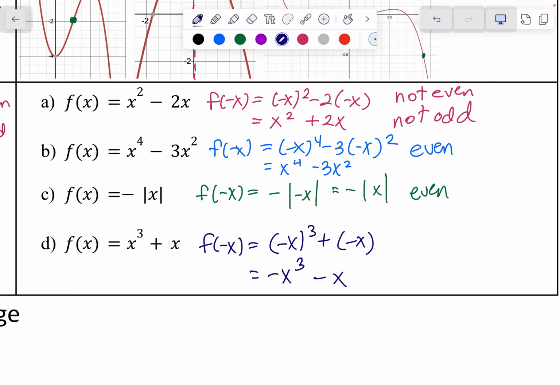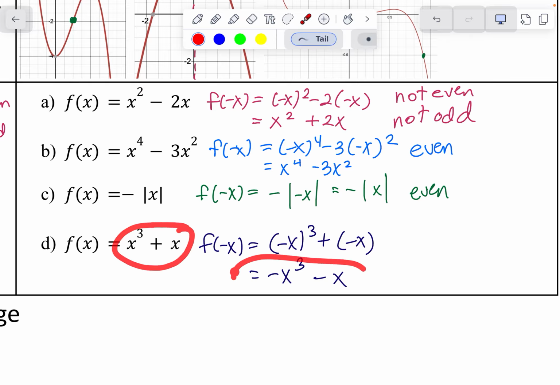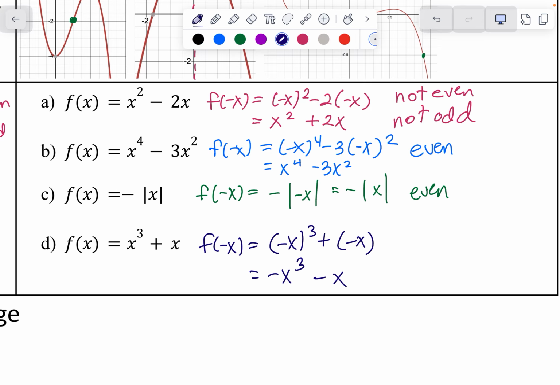Okay. So does it match the original? Is it what we saw originally? So that's an easy one to check. Does it match the original? No. There's negatives where negatives weren't. So it's not even. An even function, when I stick in negative x, will match the original.